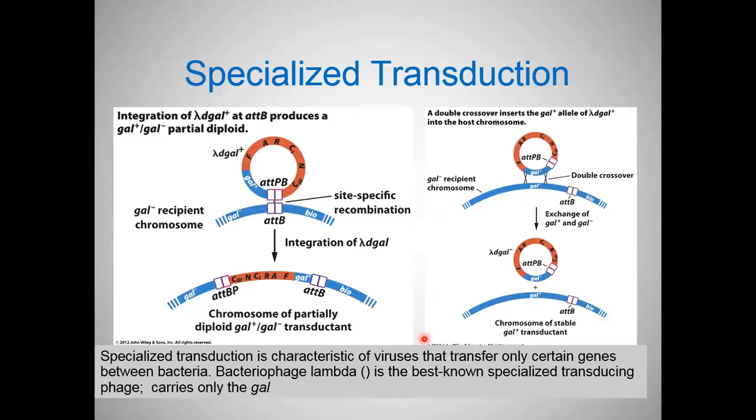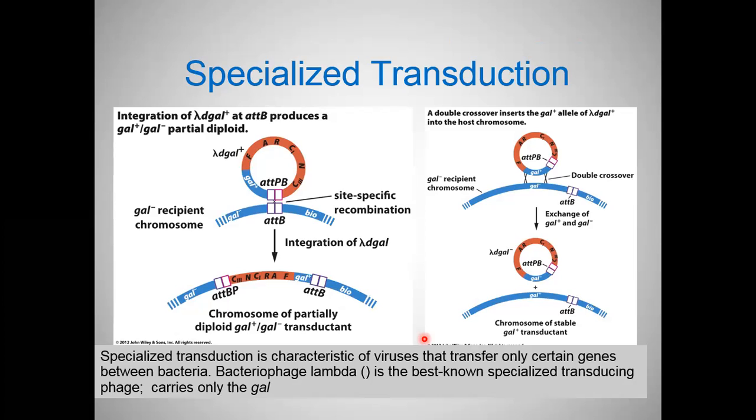Specialized transduction is a characteristic of viruses that transfer only certain genes between bacteria. Bacteriophage lambda is the best known specialized transducing phage, which carries only the gal gene. In this process, integration of the lambda dgal positive at the attB produces a gal positive, gal negative partial diploid condition in the bacteria.